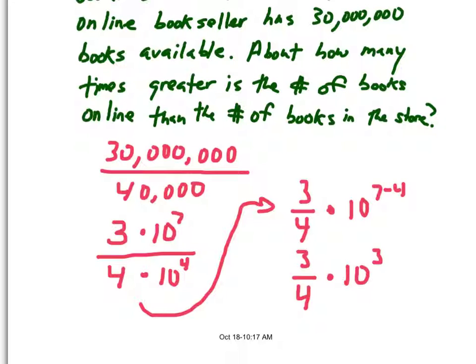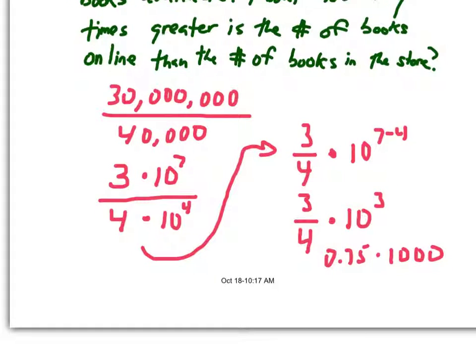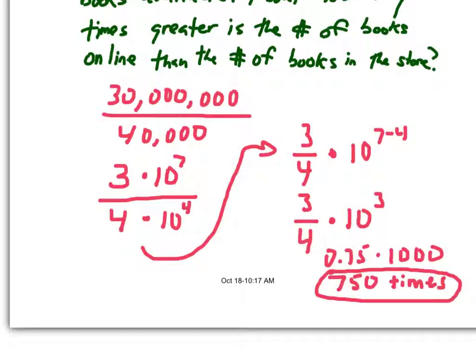We could say 0.75. I guess we could leave our answer. So this is 0.75 times 1,000. And since we know what that is, we would say that it is 750 times. The online number of books is 750 times the number of books that they have in the bookstore.